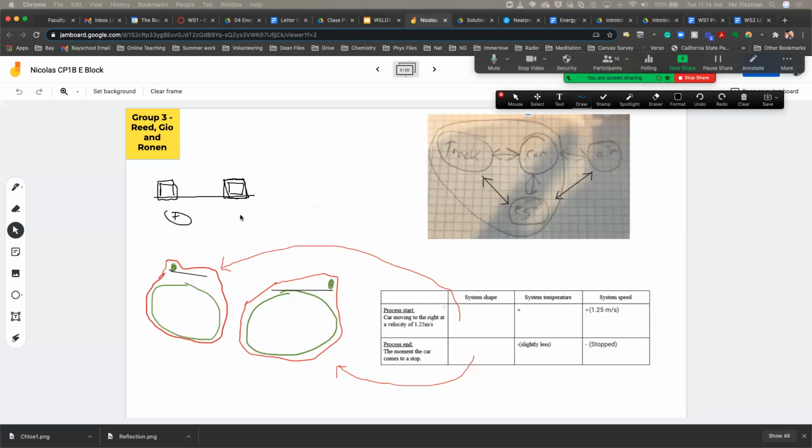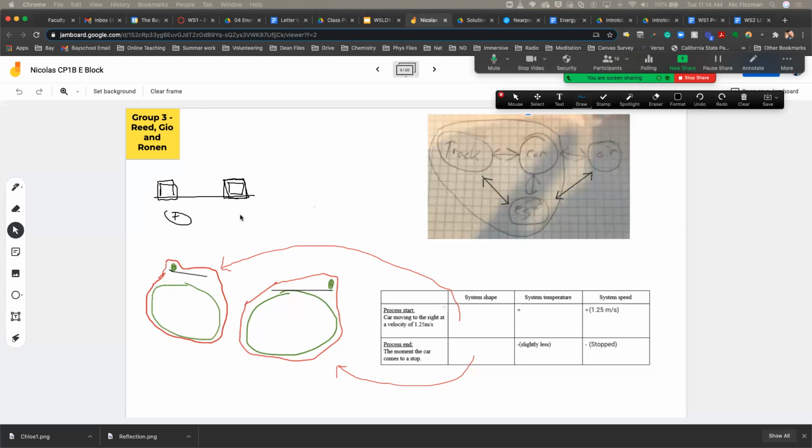Ian, you got your hand up. So if it's the same, obviously if you look at Reed, Geo, and Ronan's little diagram, the red and green, it's the same shape just flipped. So that means it's the same shape, right? Well, yeah, exactly. That's essentially what we're saying, it really doesn't matter where you are on a track.